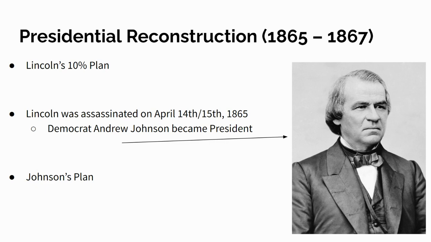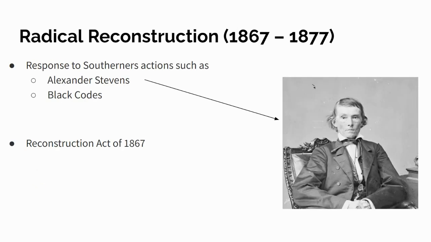And as a result, Johnson, the Democrat, pictured here on the right, and Congress are going to get a lot of disputes over how Reconstruction should work. Okay. The presidential Reconstruction, what we just talked about, is kind of the first couple of years of Reconstruction. But after that, we're going to move into a phase called Radical Reconstruction. And this takes place from 1867 to 1877.